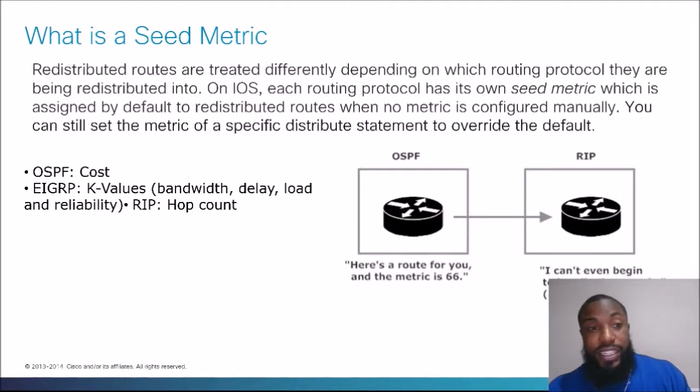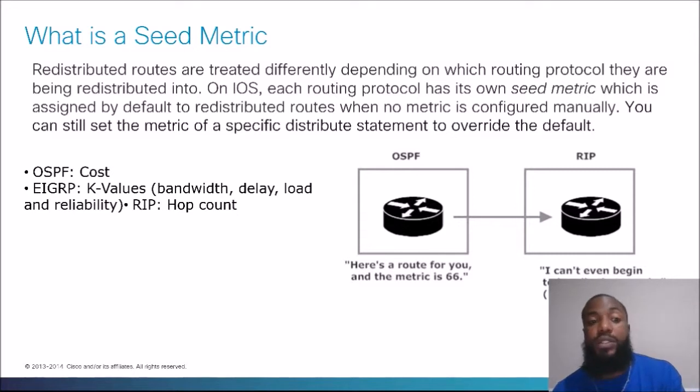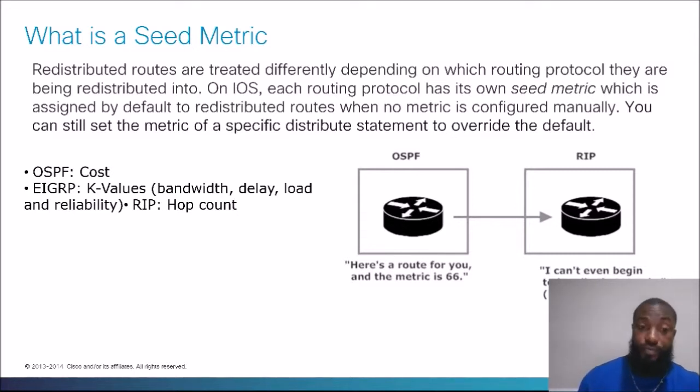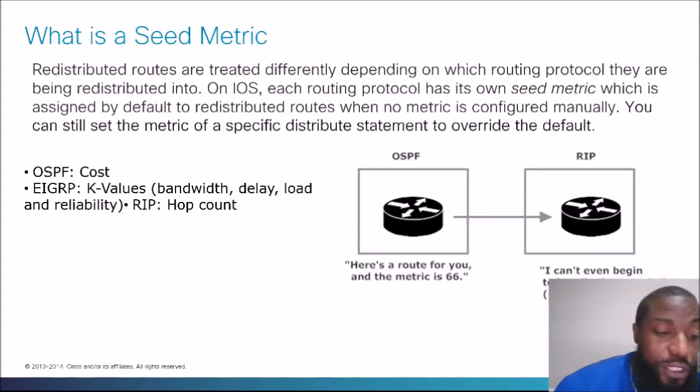So let's look at the metrics, right? OSPF, we know it uses cost. EIGRP uses the K values. RIP, like we just said, uses hop count. So if you don't define a seed metric, redistribution is not going to work. Basically, that's what you have to do: define the seed metric.